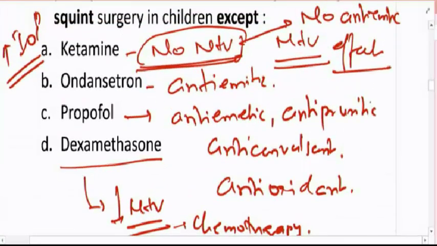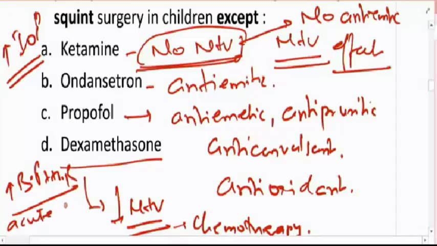Now, ketamine causes increase in blood pressure and heart rate, and therefore it is drug of choice for acute hypovolemic shock patients, right? If a shock patient is coming, for example a stab injury or a gunshot, and the patient has got acute blood loss and needs to be operated, then ketamine will be the drug of choice for acute hypovolemic shock patients.